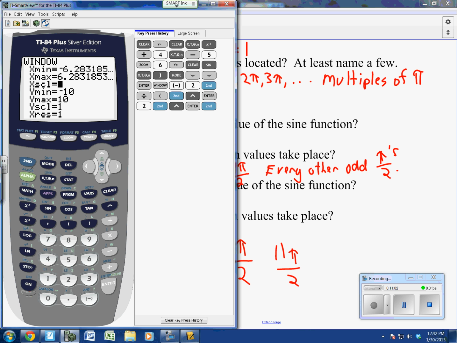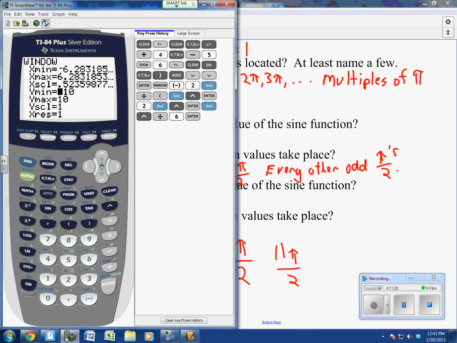So everybody hit second, pi divided by 6 for our scale. Just like we did the scale when we did it by hand, right? We went pi/6, every pi/6. Pi divided by 6. As soon as you hit enter, it changes it to a decimal. But that's how I do it.